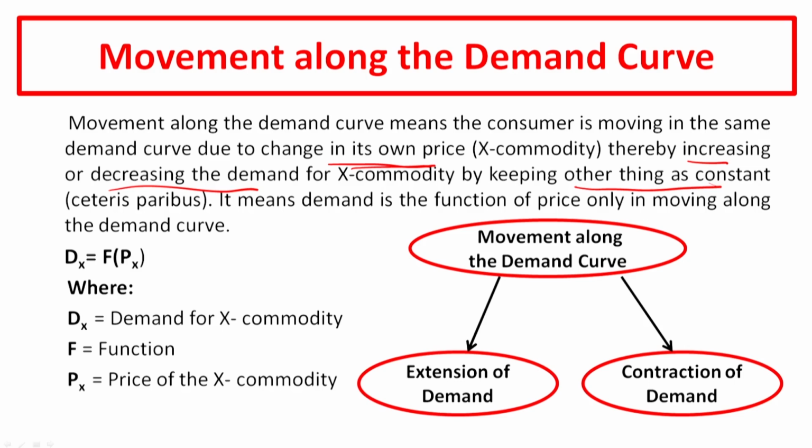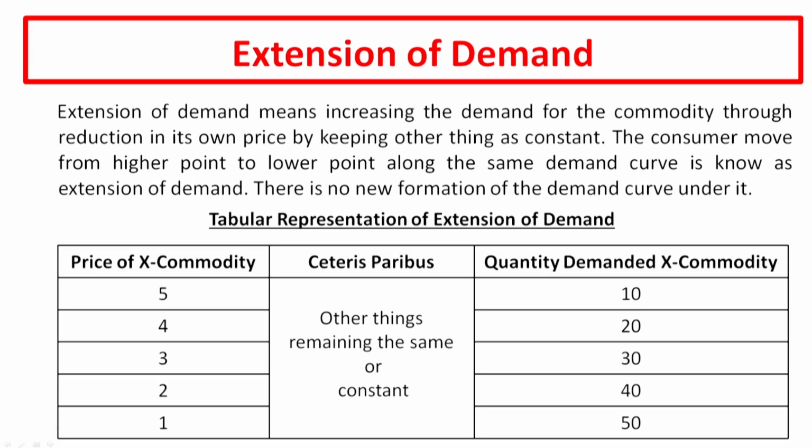So it can be represented as demand for X commodity is a function of price of X commodity, and the movement along the demand curve can be divided into extension of demand and contraction of demand, which we are going to discuss. The extension of demand means increasing the demand for the commodity through reduction in its own price. The price is the most important factor here, keeping other things constant. The movement from a higher point to a lower point along the same demand curve is known as extension of demand.